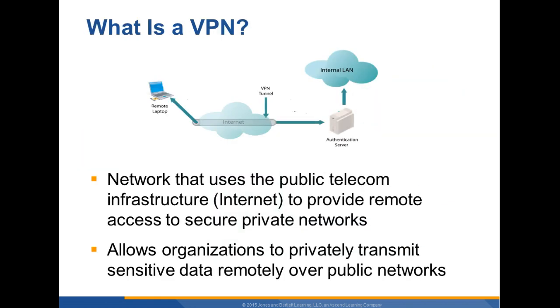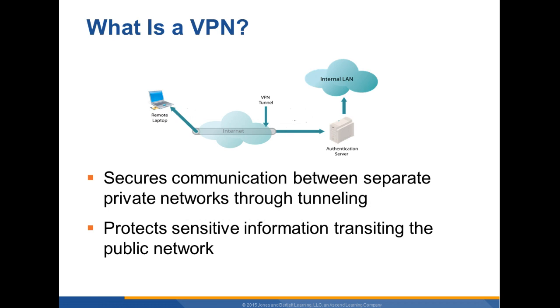So what is a VPN? It is a computer network that uses the public telecom infrastructure, in other words the internet, to provide remote access to secure private networks. It allows organizations to privately transmit sensitive data remotely over public networks. It secures communication between separate private networks through what's known as tunneling. As you see, there's a VPN tunnel in the middle across the internet. And it protects sensitive information transiting the public network.